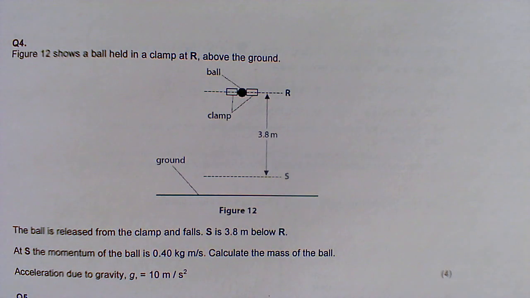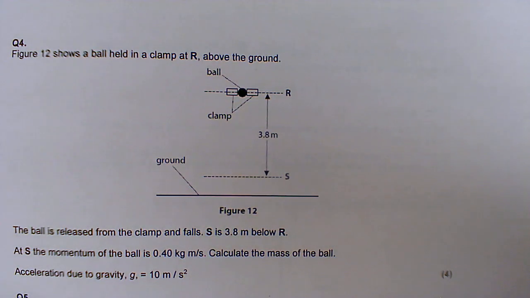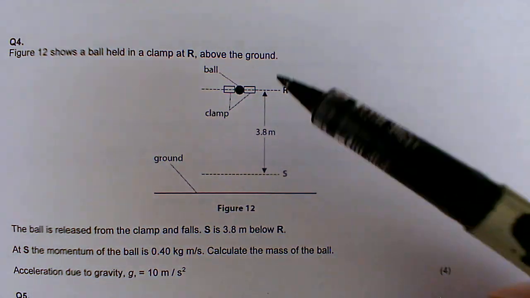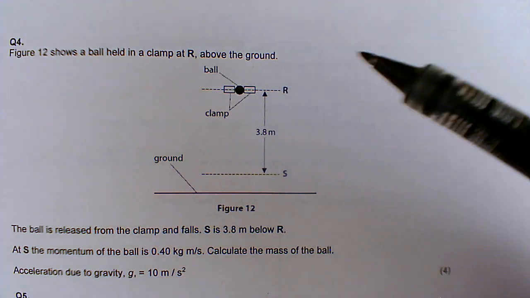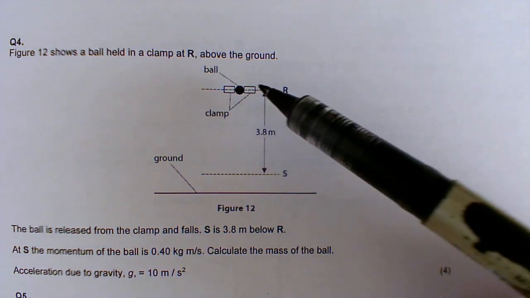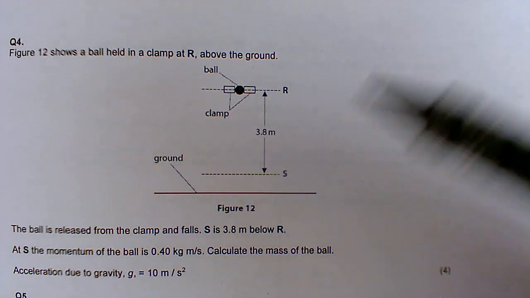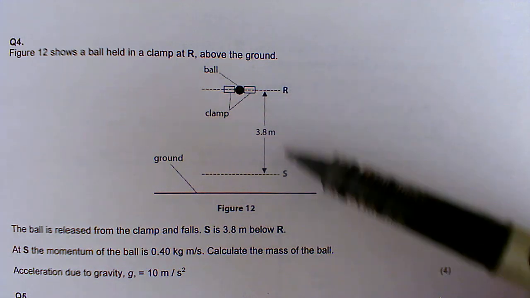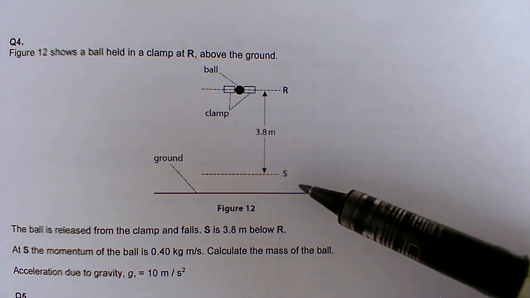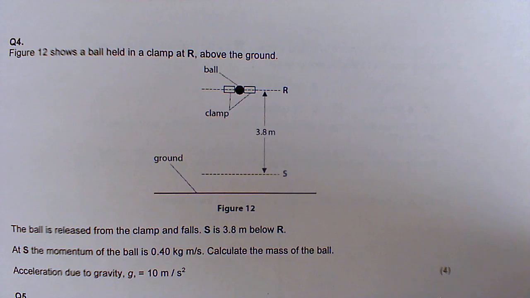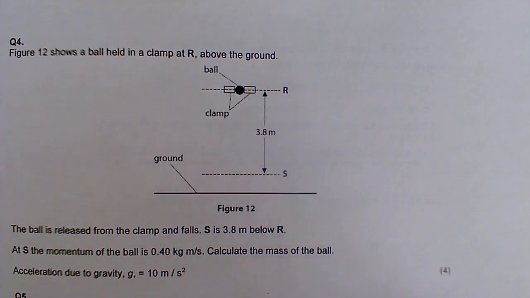Okay, so question 4 from our revision session, which is the one that caused a bit of concern. Let's just go through this together. So you can see we've got our ball held in a clamp, currently with no velocity because it's held still, and it's dropped 3.8 meters, and we know that at the point of S, our momentum is 0.4 kilogram meters per second, and it's on planet Earth, so the acceleration due to gravity is 10 meters per second squared.